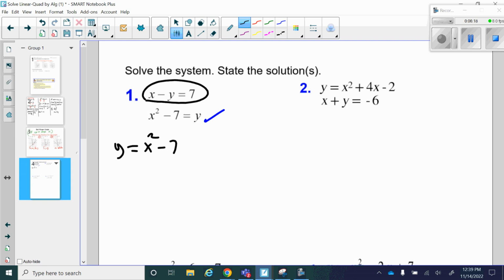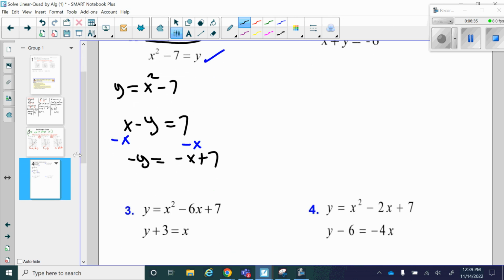So let's do that. I have x minus y is equal to 7. To get y by itself, I'm going to minus x here and minus x there. So that gives me negative y is equal to negative x plus 7. But now you notice I'm not done yet because this is a negative y. It has to be positive because I want a positive y. So I'm going to multiply by negative 1 now. And when I do that, I get my positive y. Negative 1 times negative y is y. Negative 1 times negative x is a positive x, and a minus 7.